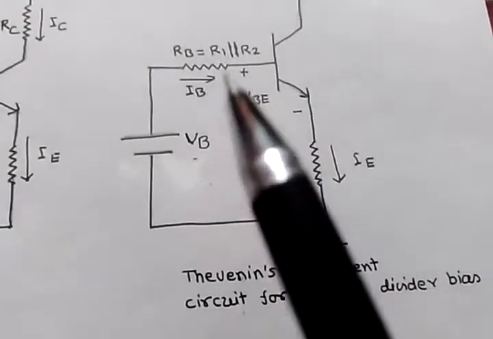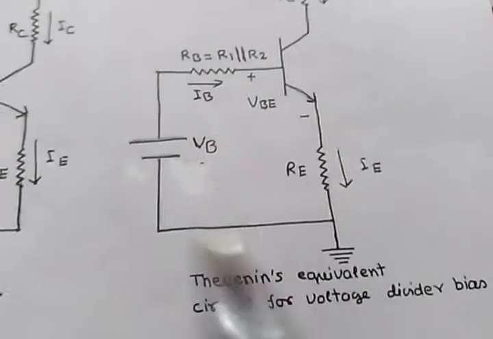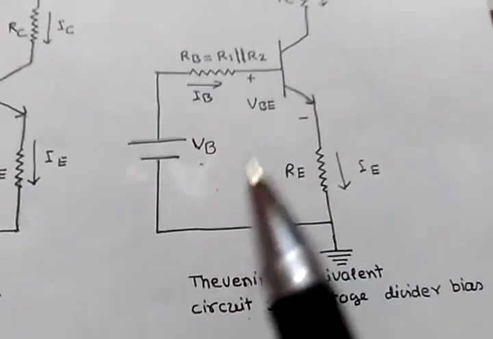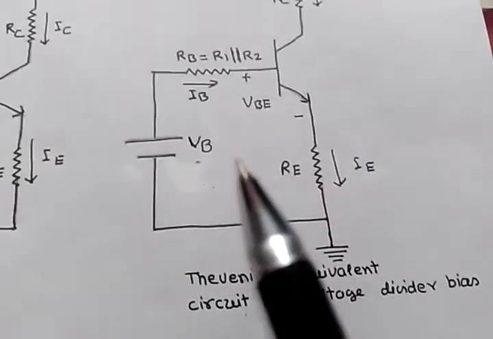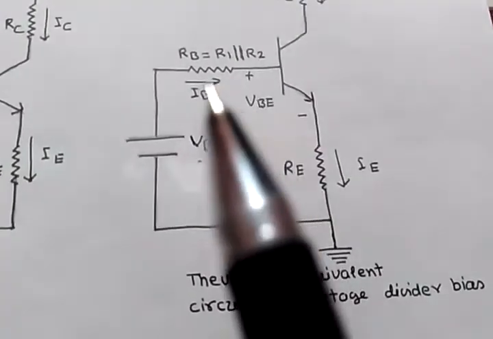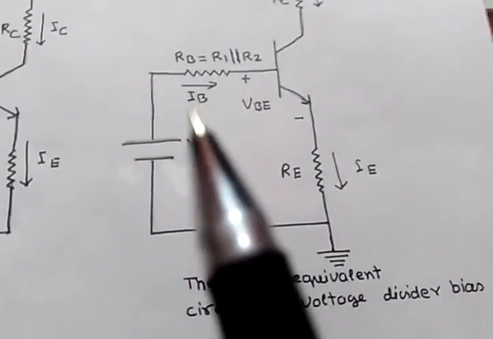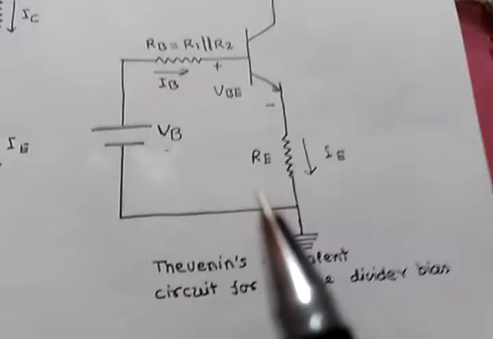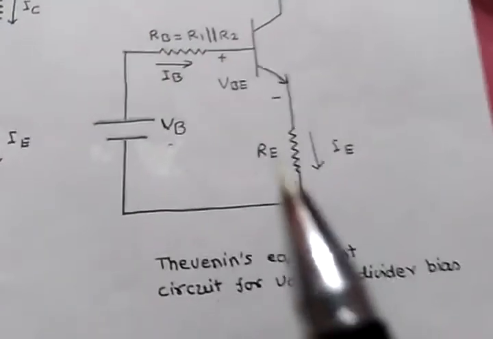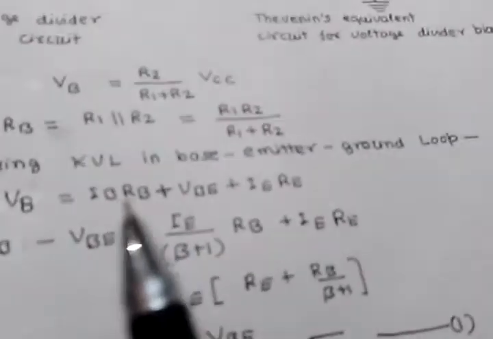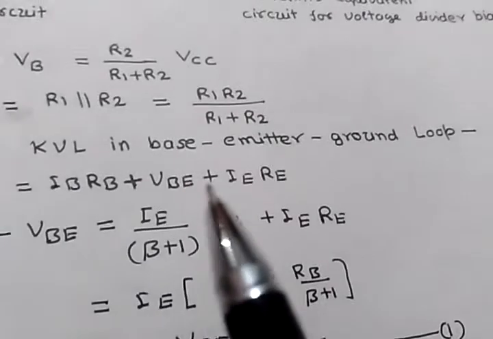Now we will apply KVL in the base emitter ground loop. In this loop, the KVL equation can be written as VB equals voltage across RB, which is IB into RB, plus VBE plus voltage across RE, which is RE into IE. So the KVL equation will be VB equals IB RB plus VBE plus IE RE.